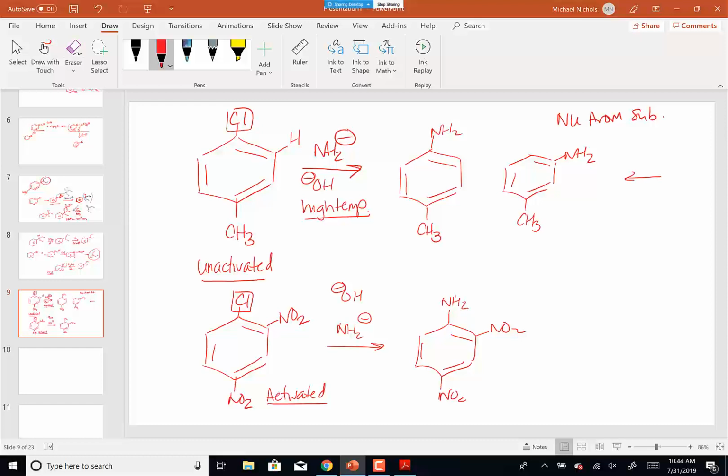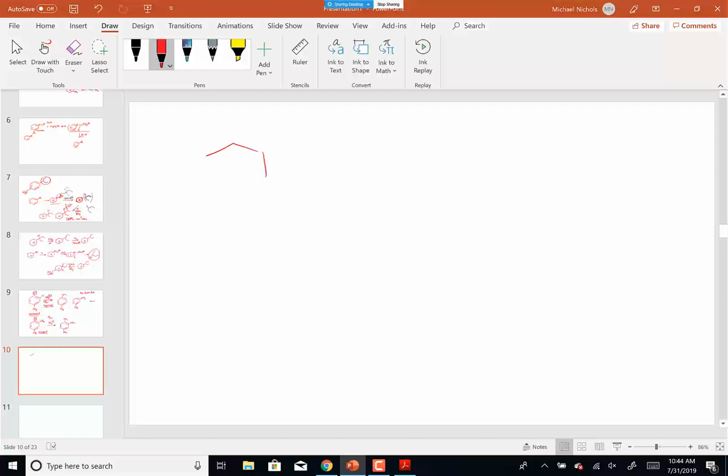Let's do the unactivated first. So whatever mechanism we write here, it has to be consistent with getting an equal mixture of meta and para substituted products. So the way we approach this is we say, okay, we're doing unactivated first. We'll use NH2 minus as our nucleophile, and the chlorine's going to be the leaving group. So the first step in this mechanism is for the NH2 minus, or under high temperature the OH minus, to come in and deprotonate the hydrogen that is ortho to the chlorine.